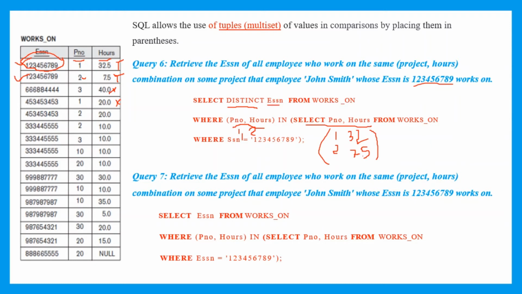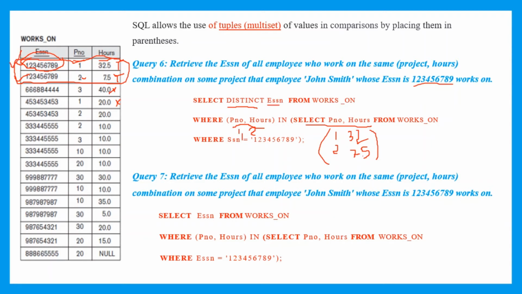Retrieve the ESSN of all the employees who work on the same project combination, on some project that the employee joins. The same question has been written, but instead of using DISTINCT, here a normal ESSN is used. In the previous example, when I performed the operation, I got these two as a result. Because of DISTINCT, the duplicate values are eliminated. Only one result I have got.